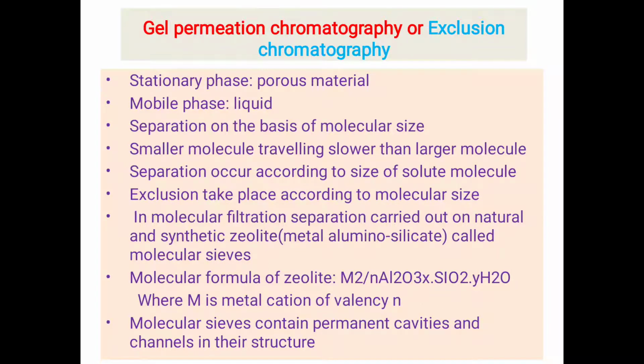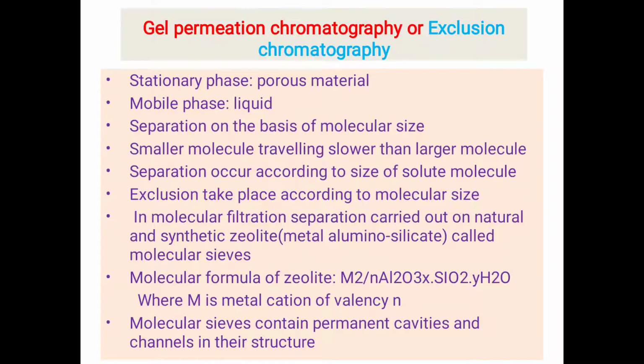So gel chromatography is a very simple and reliable method for the separation of molecules on the basis of their molecular size. The smaller the molecular size, the more slowly these molecules travel compared to molecules of larger size, and the separation occurs according to the size of solute molecules. So in gel permeation chromatography, separation takes place according to the size of solute particles, solute molecules. So exclusion takes place according to the molecular size.